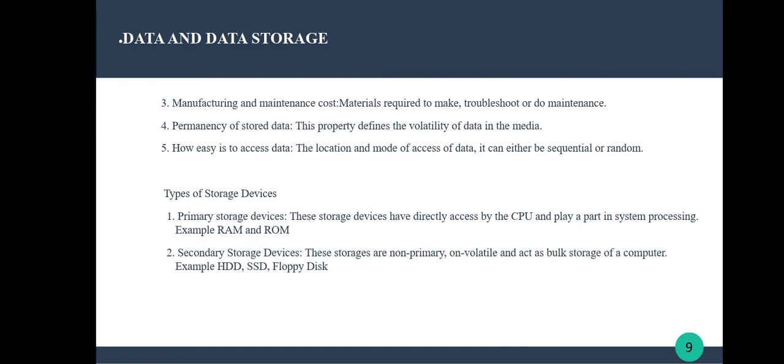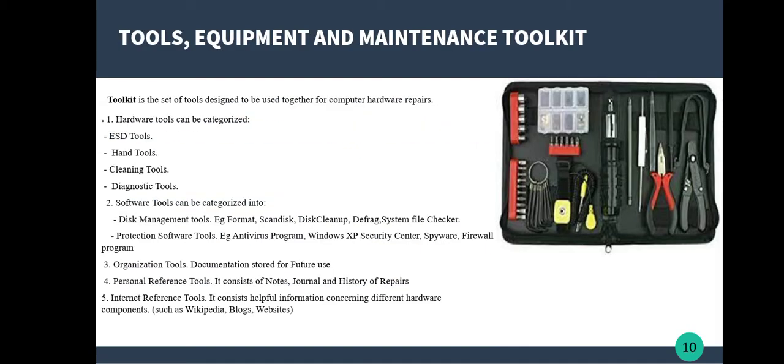When I'm talking about well maintained, it's supposed to take care of all the activities running in a computer. The most important part we can use for maintaining the computer is called a toolkit. A toolkit is a set of tools designed to be used together for computer hardware repairs. The tools consist of many components, for example, the electrostatic discharge tool, hand tool, cleaning tool, and diagnostic tool.